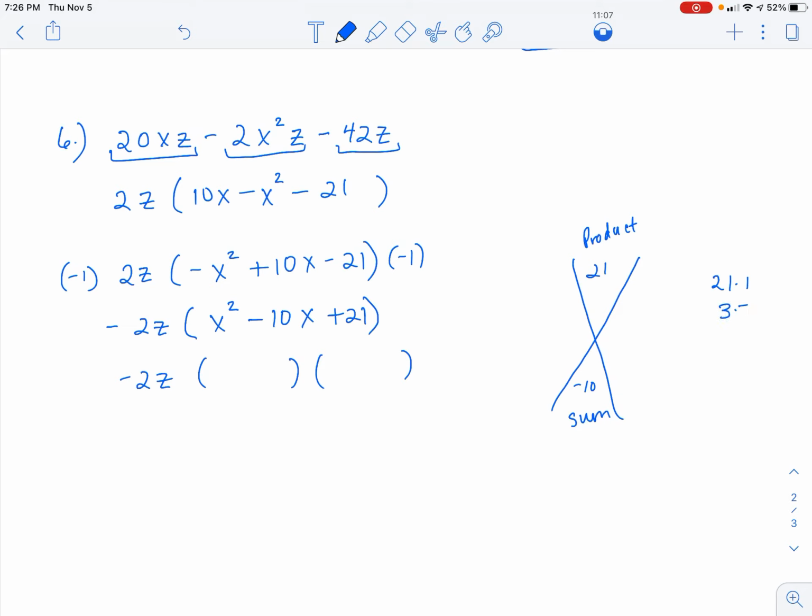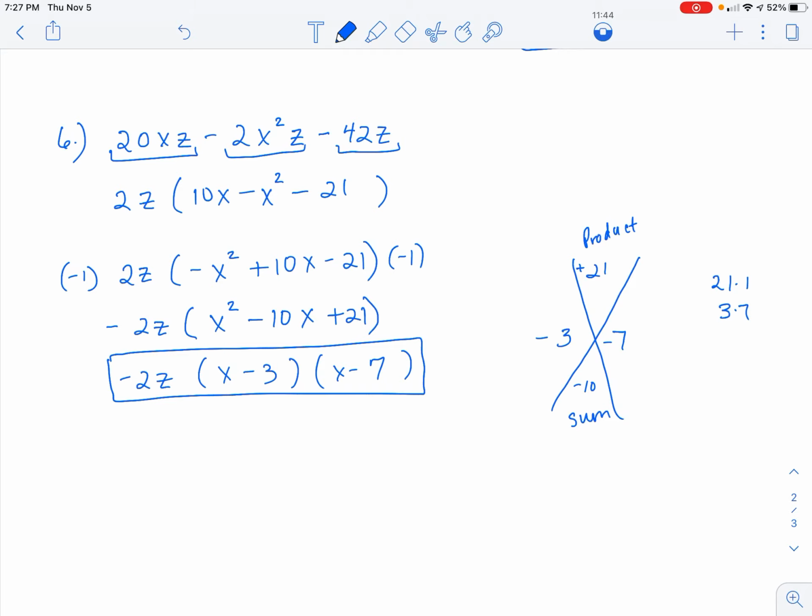Okay, so how about 3 times 7? If I multiply 3 times 7, I would get 21. How could I get negative 10 when I add those two numbers together? Well, if they both were negative, I could get a negative 10. Well, how about if I multiply negative 3 times negative 7? Does that give me a positive 21? Yes, it does. So those are actually the numbers I'm looking for. So it would be x minus 3 and x minus 7. And that would be your final answer here. Okay, so that is number 6.